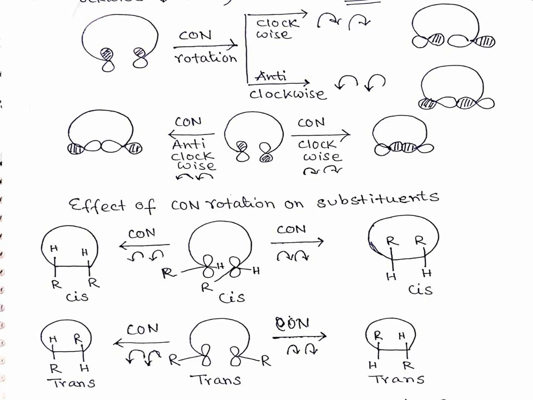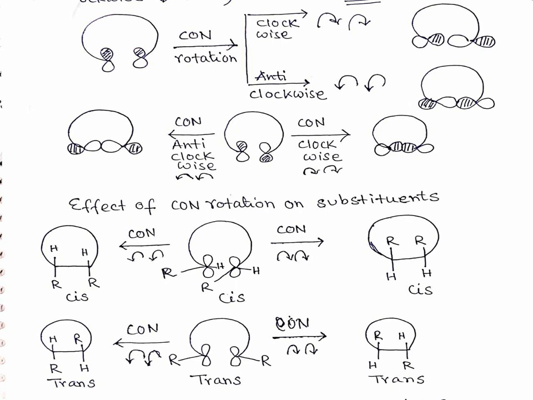And next is coming to the effect of substituents. If at the termini of these pi conjugated systems, or where the new sigma bond will form, we have substituents, then we have to see what type of orientation of the substituents the conrotation and the disrotation lead to. Now for conrotation, there will be no change in the orientation, means from the cis compound we will get the cis product, from the trans we will get the trans.